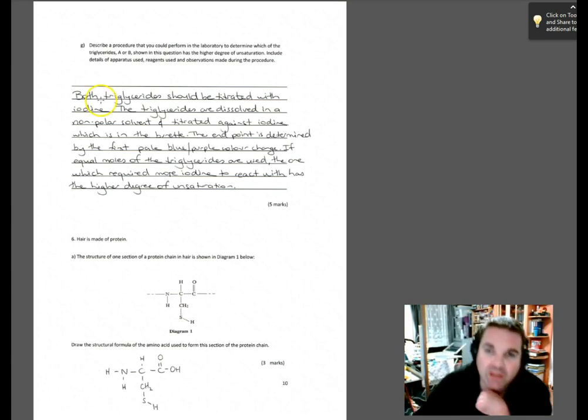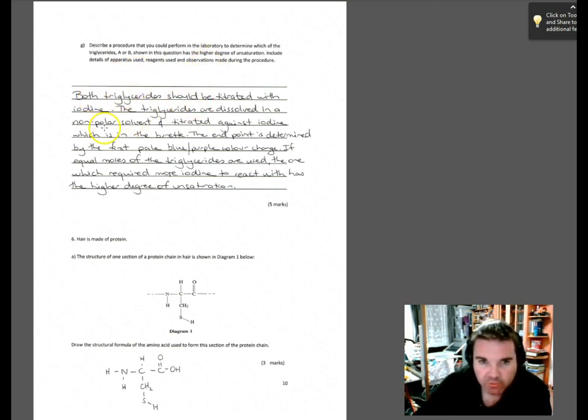So what I ask you to do is include details of apparatus used. You're going to be using a titration here, so you need to talk about titration. The reagents you use, you're going to be using iodine. You could use bromine as well if you want. Iodine is more commonly used. And observations made, so our colour changes.